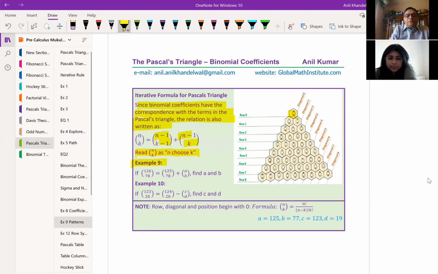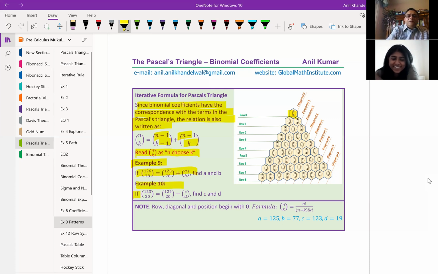So here's an example for you, Amy. Can you answer this question? This is a test question. If 126 choose 78 equals 125 choose 78 plus A choose B, find A and B. Correct. So what is A and what is B? A would be 125, and B is 77. Perfect, B. That is not plus.